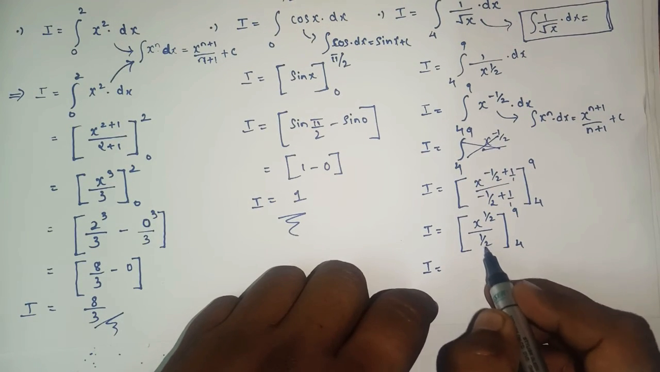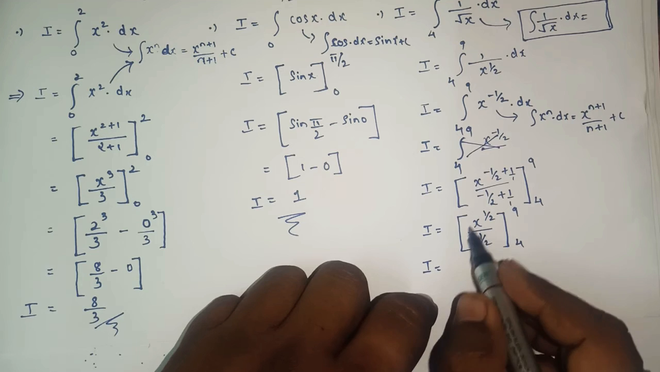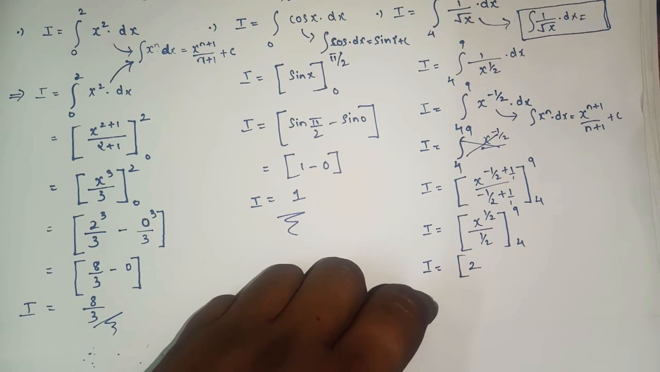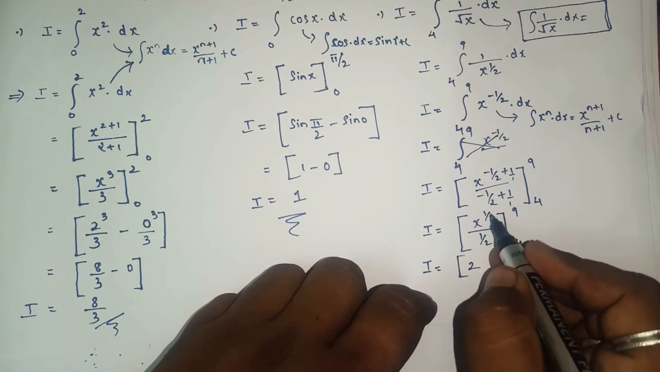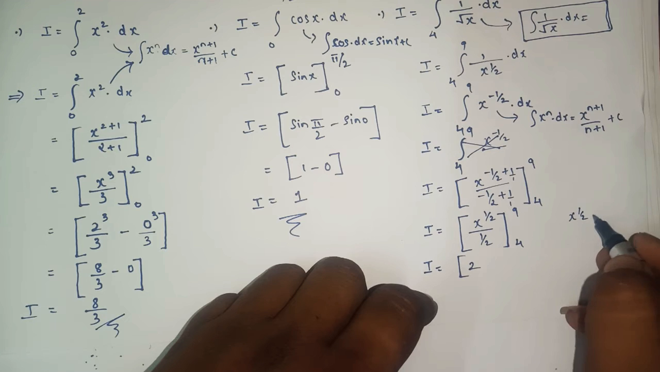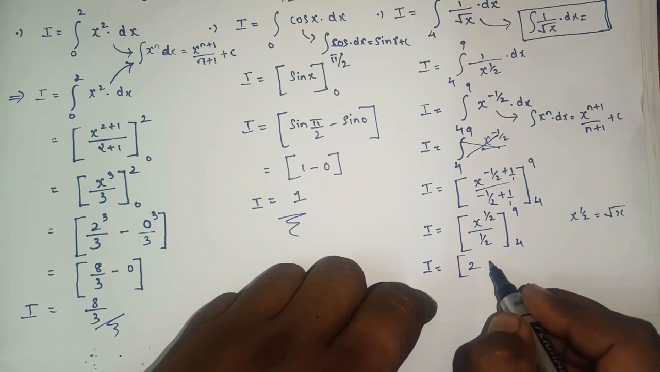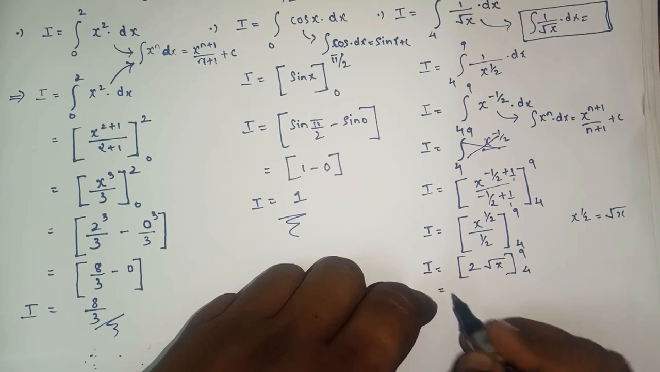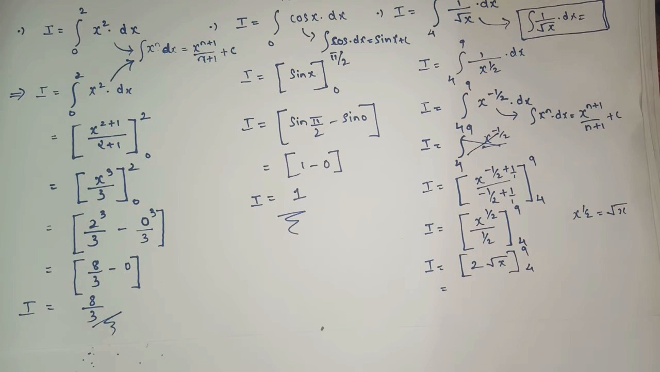So here, can I write this as 1 by 2, it will go up, it will be what? 2. Yes or no? And x raised to 1 by 2, again we can write as what? Root x. Yes or no? 9 and 4. Got the point? Understood?